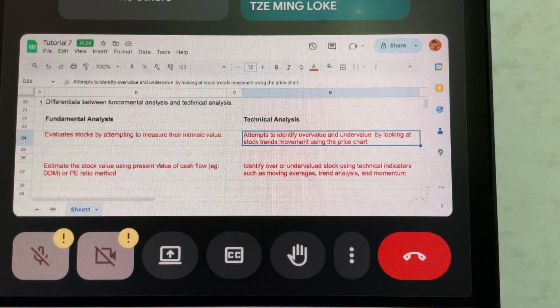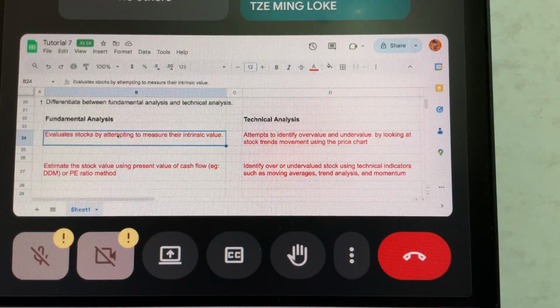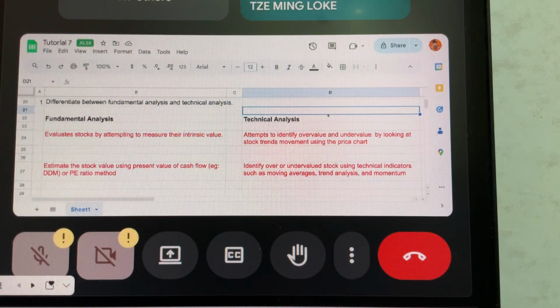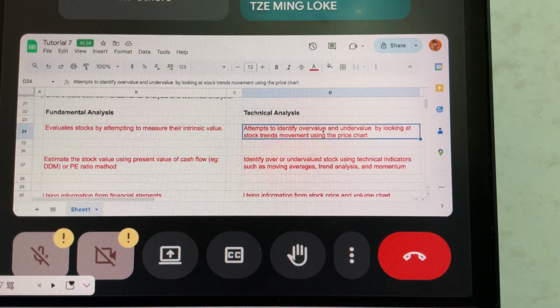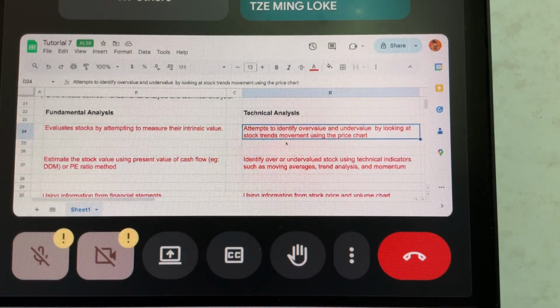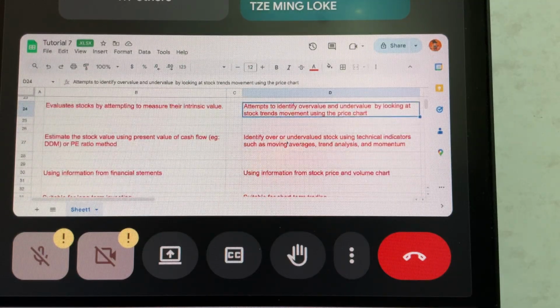So, fundamental analysis, we basically measure the intrinsic value. As you can see in your assignment, in all the fundamental analysis things that we did, at the end, what are we trying to do? What is the intrinsic value? Another method of looking at it is technical analysis, which is by looking at the stock trend movement using the price chart. So that's completely different.